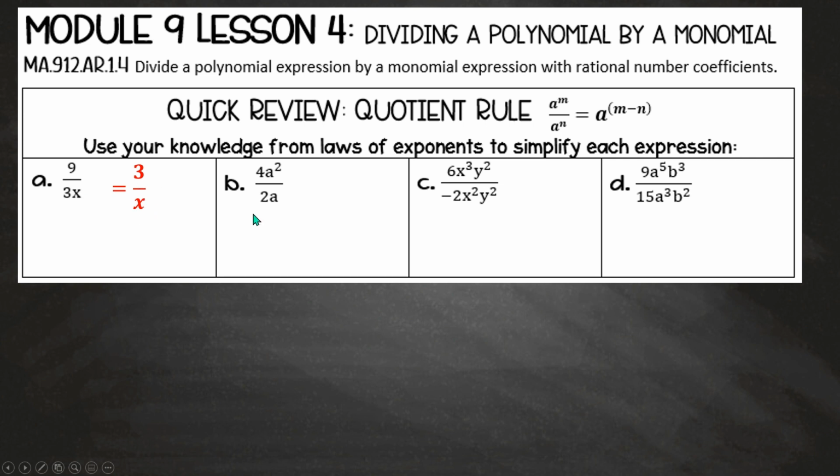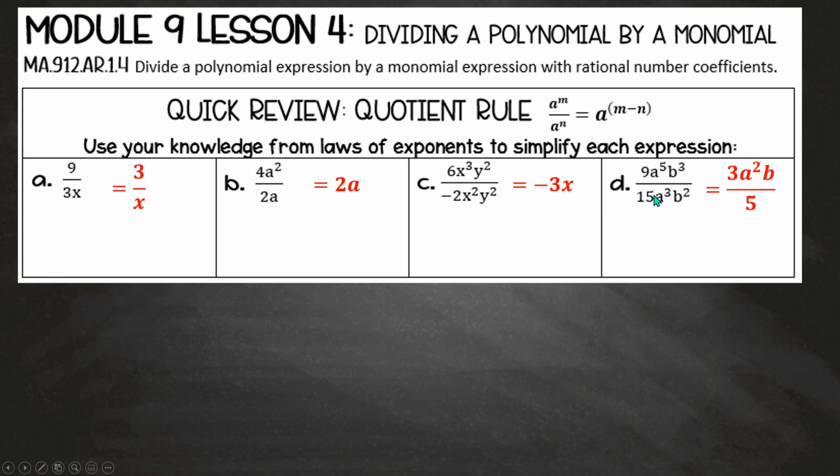So that's just a review of how to simplify a fraction with an exponent or with a variable. In example B, we have 4a squared divided by 2a. So that is going to be equal to 2a, because 4 divided by 2 is 2. A squared divided by a is just a, because it's 2 minus 1. Okay, 6x to the power of 3, y squared, that's being divided by negative 2x squared, y squared. And that gives us negative 3x. Our y's here canceled out, and x to the power of 3 over x to the power of 2, 3 minus 2 becomes 1. 6 divided by negative 2 became negative 3.